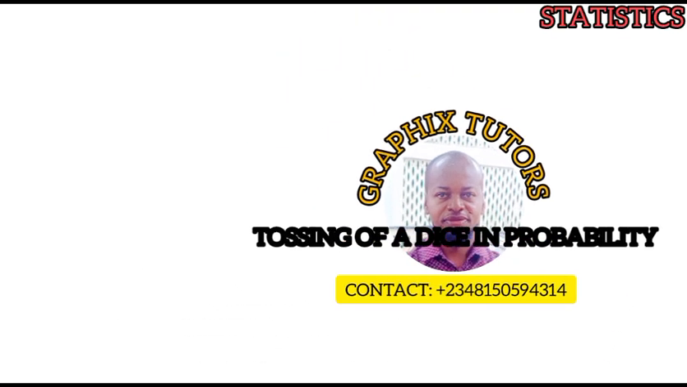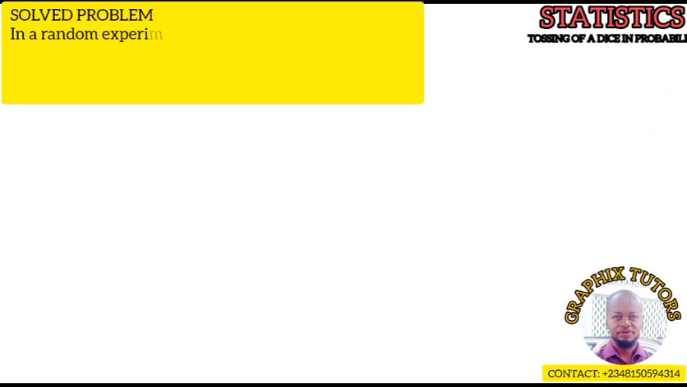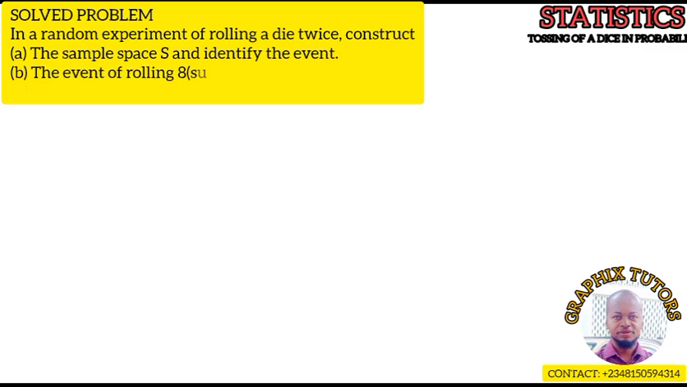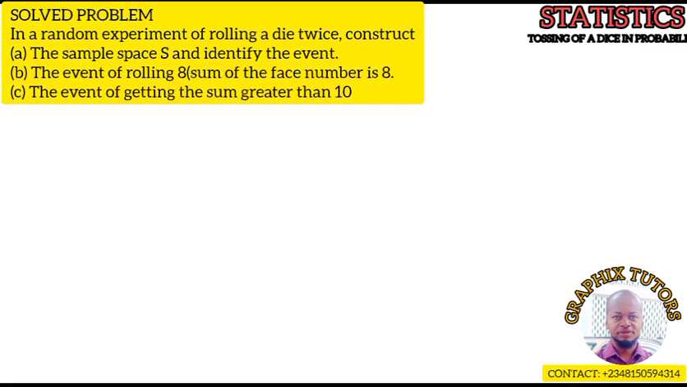If you look at the front of the screen, you will see a question. The question says, in a random experiment of rolling a die twice, construct A, the sample space X, and identify the events. B, the event of rolling 8, in bracket, sum of the faces number is 8. C, event of getting the sum greater than 10. So this is what we are about to decode now.